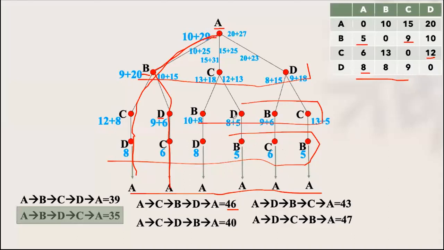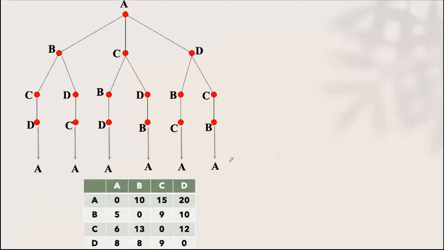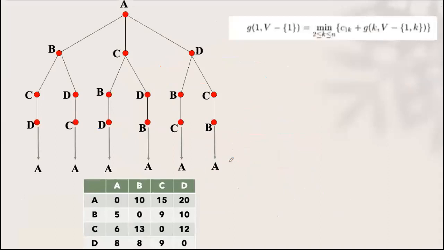First, you can solve like this in the rough sheet, or at the bottom, and then apply the formula. So this is the formula using the dynamic approach. You can call the G function, G of 1, 1. Here 1 means vertex 1. We are talking about vertices A, B, C, D. Here 1 is nothing but vertex 1, and this is the vertex set other than 1. In our case, it will be B, C, D.